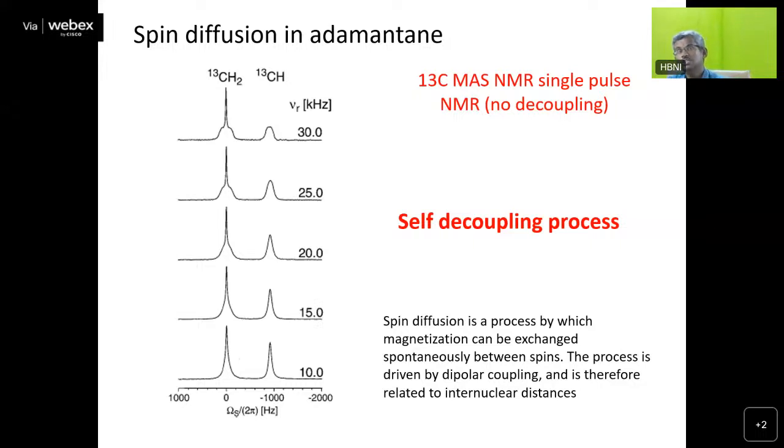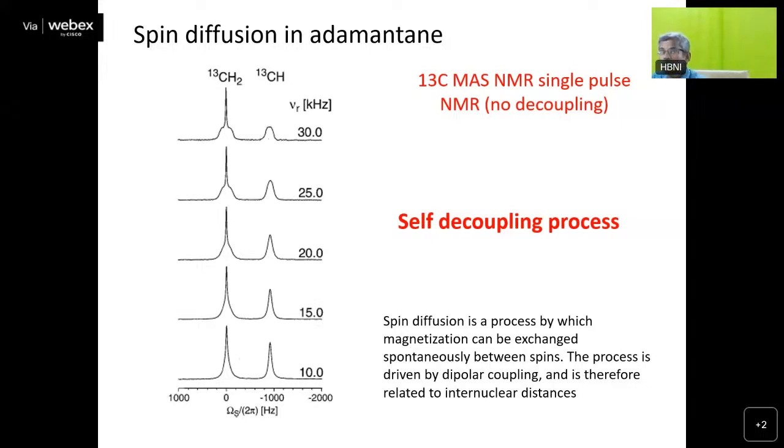This is because there is an exchange of spins between the CH and CH2 protons. Spin diffusion is a process by which the magnetization can be exchanged spontaneously between spins. Protons attached to the carbon-13 can exchange spins with the carbon-13. I am sorry, saying that the exchange is among the protons is not correct. There can be an exchange between carbon-13 and the proton, and as a result you get a broad peak.